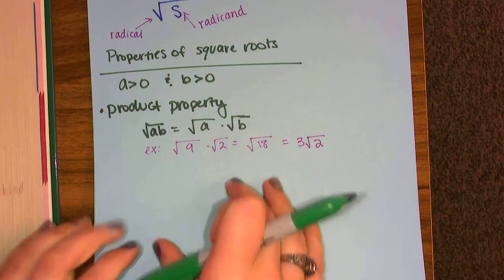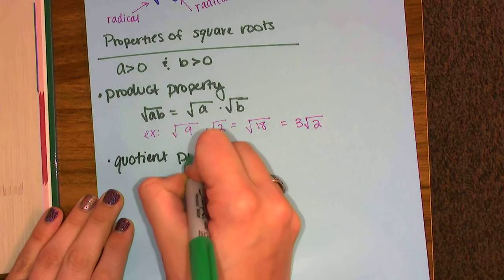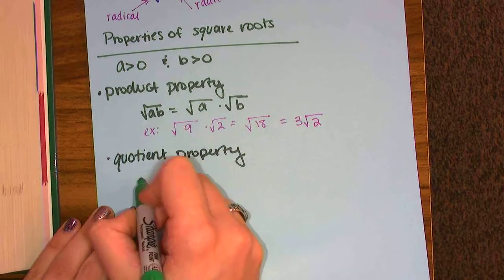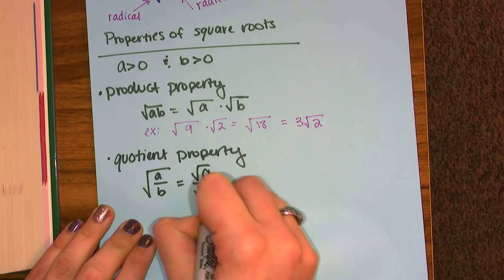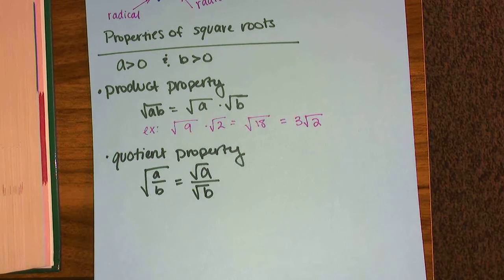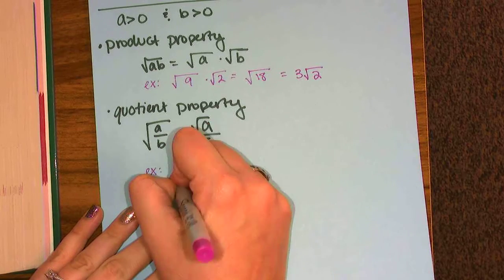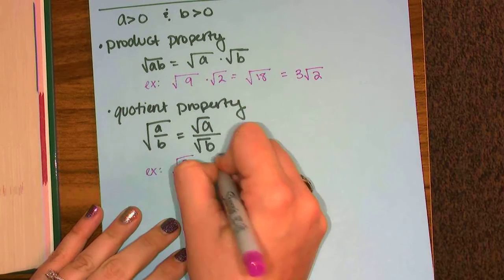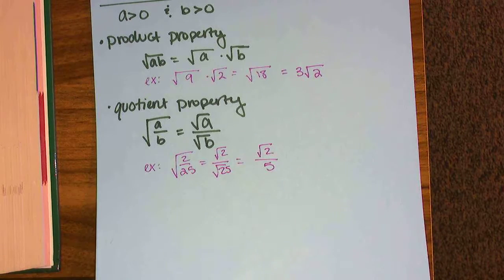The other option is the quotient property. So this is saying that the square root of a over b is equal to the square root of a over the square root of b. So example of this. The square root of 2 over 25 is equal to the square root of 2 over the square root of 25, which is equal to the square root of 2 over 5.